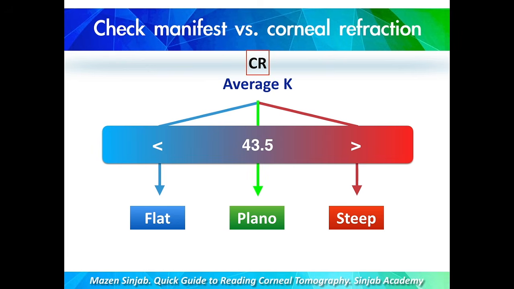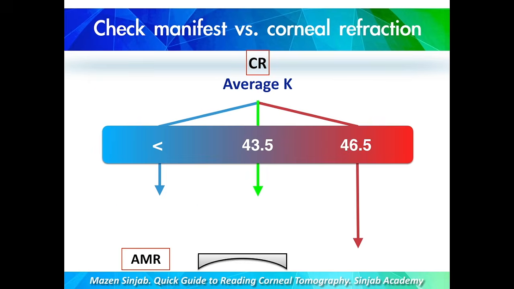Now the steep cornea means the patient should have myopia, and the flat cornea means that the patient should have hyperopia. We will take this example. A patient has an average K of 46.5 diopters, so this average K is away from the normal average K by -3 diopters. Now, this is called the corneal refraction. We want to translate this corneal refraction into assumed manifest refraction.